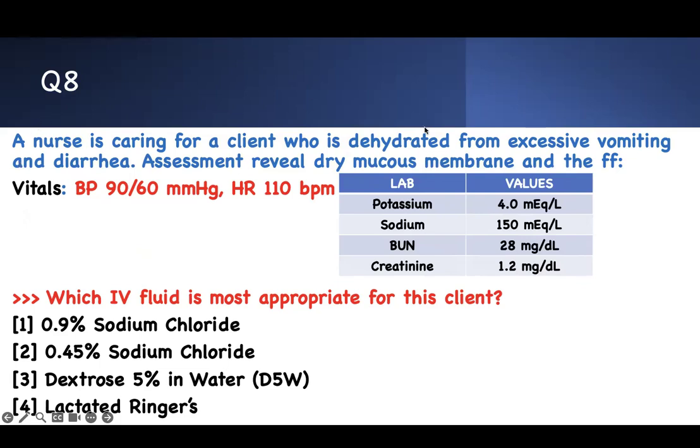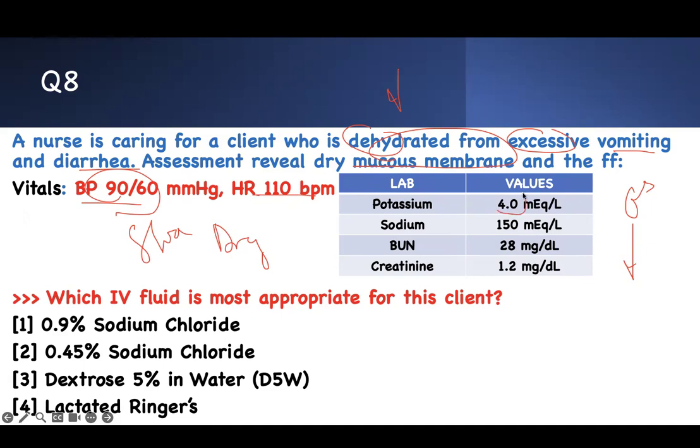Therefore, we have excessive vomiting, something from the mouth, and then diarrhea, something from the bottom. So we have severe dehydration. His mucous membrane is dry. I'm telling you, the patient is dehydrated. Blood pressure is low. They probably are in shock. You can see tachycardia, hypotension, dehydration, because he's been vomiting for a while.